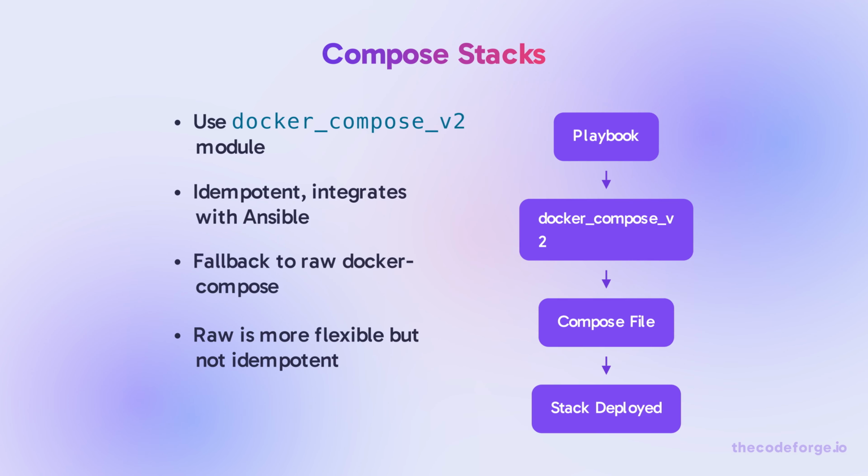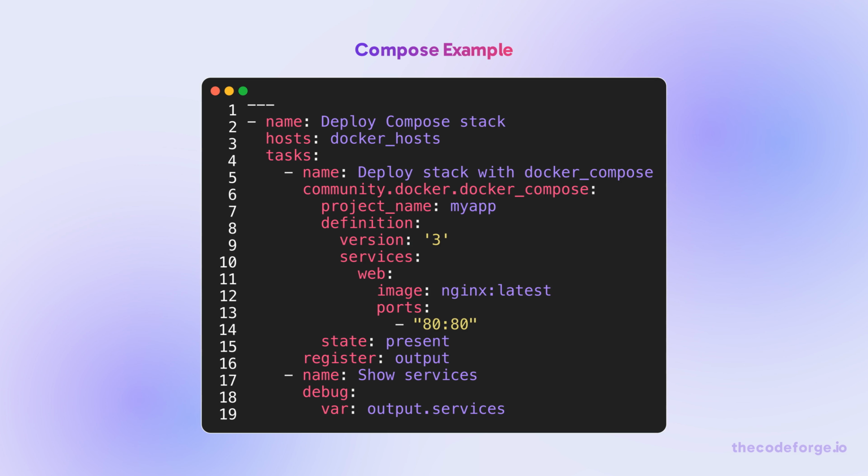For Docker Compose stacks, use the Docker Compose v2 module for simple cases. It's idempotent. For advanced features like profiles, fall back to the raw Docker Compose command. This example uses the older Docker Compose module, not v2, to deploy a simple stack. For v2, use Docker Compose v2.